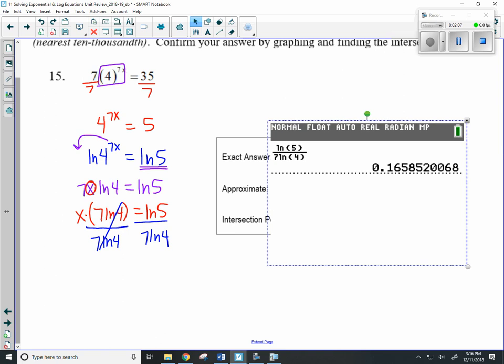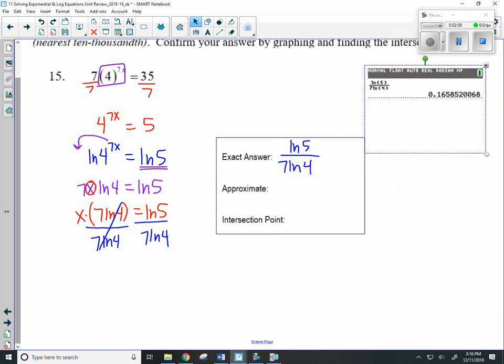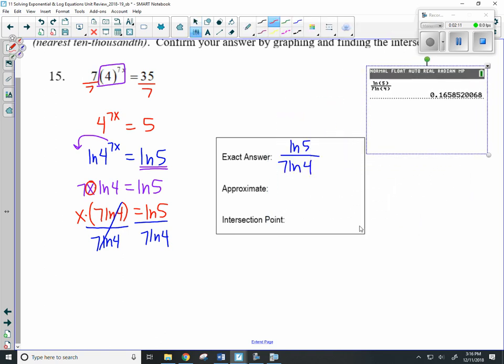And then the intersection point, that's really just us trying to get you to check your work. It's not the only way you can check your work on this. Oops, I should round that to a 9. All right, 0.1659. And I'll just show you the intersection point on this first one.